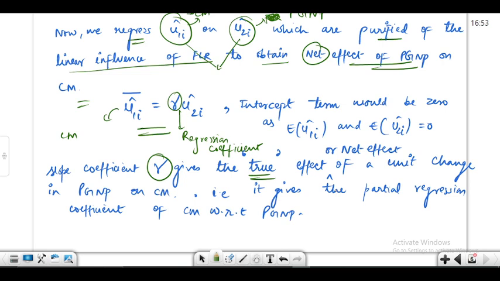So this is the method through which we run the multiple regression model and we try to estimate the partial regression coefficient. So I hope this was clear.